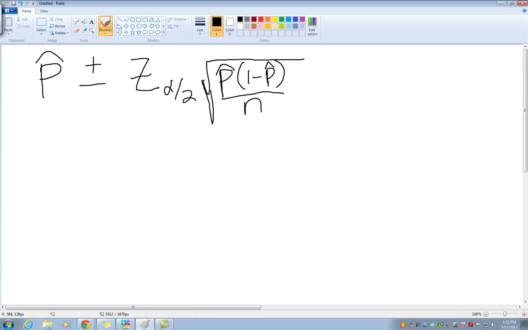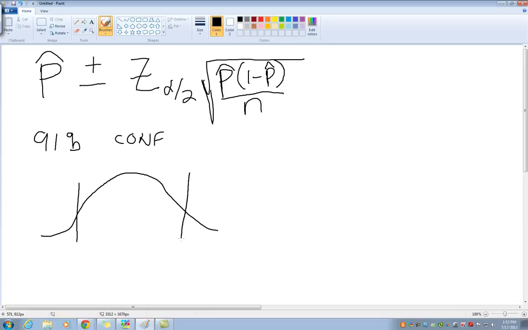But then there's this multiplier, and it gets bigger or smaller depending on our level of confidence. So how do we pick it for 91% confidence? Well, what we do is we draw ourselves a picture of the standard normal curve. And by standard normal, remember, I mean the one that has mean 0 and standard deviation 1.